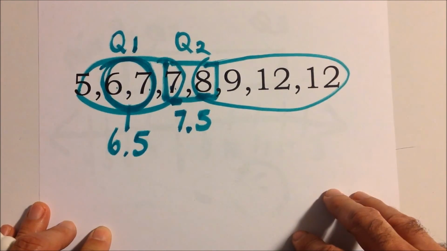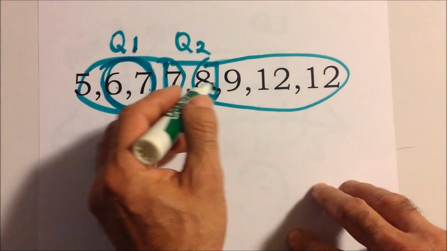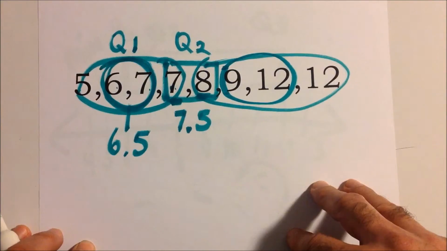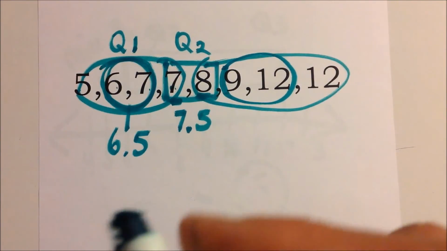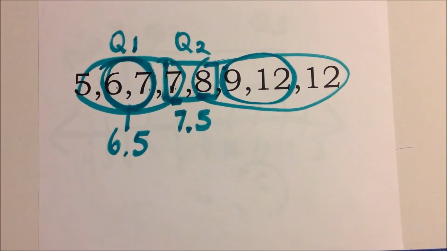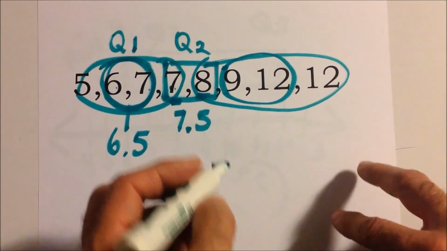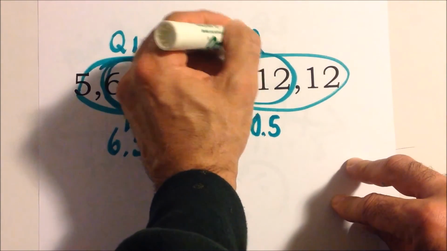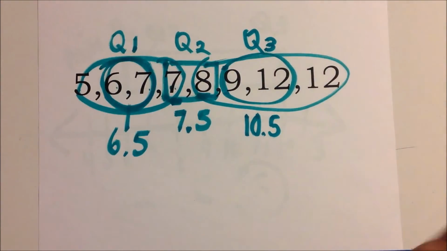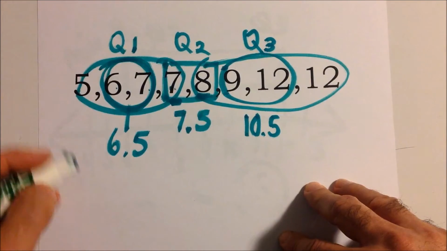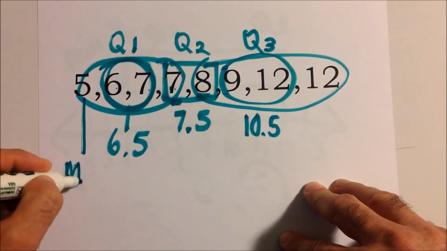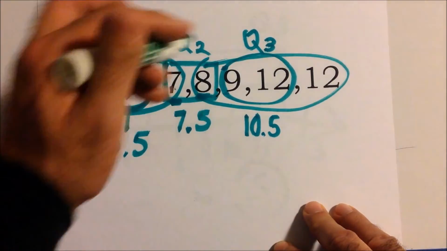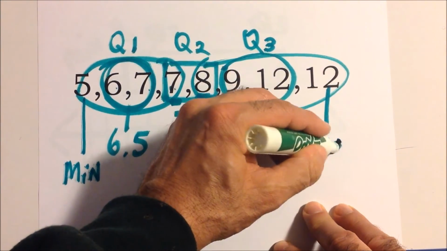Now let's look at the ones to the right. The median to the right is 9 and 12. So you add 9 plus 12 and divide by 2, and what do you get? Okay, so that'll be Q3. So Q3 would be 10.5. That's Q3. The minimum number, or the lower extreme, is 5. And the maximum, or the upper extreme, is 12.